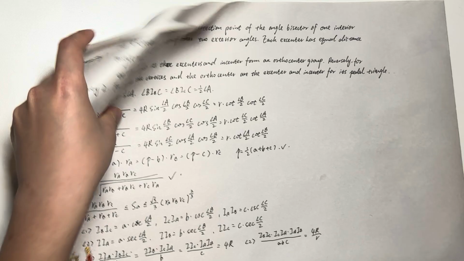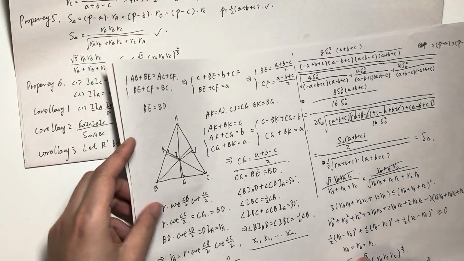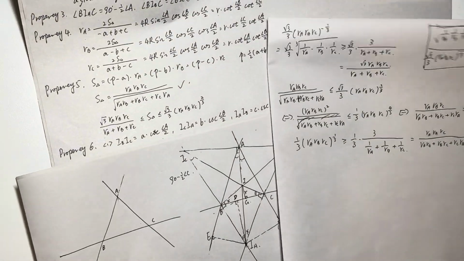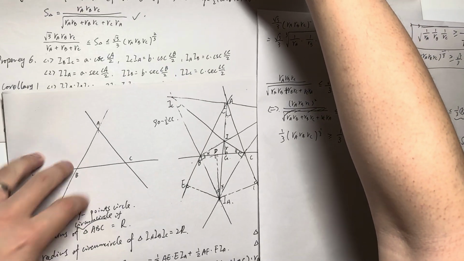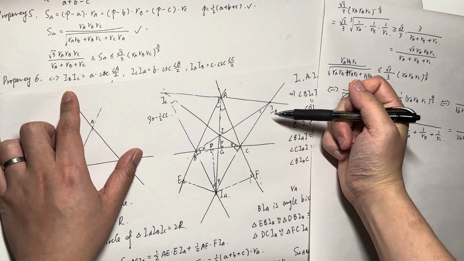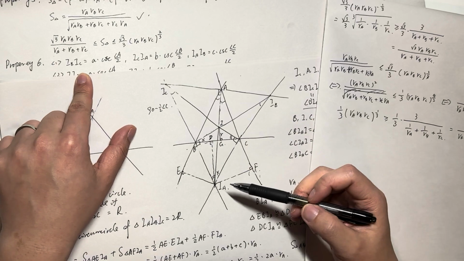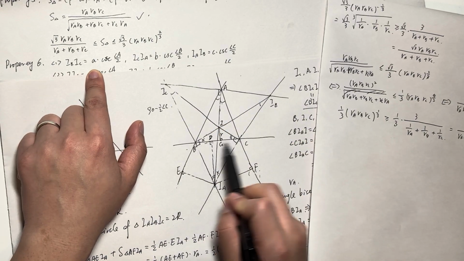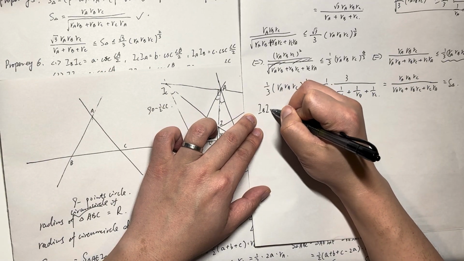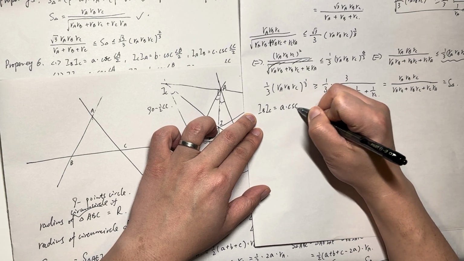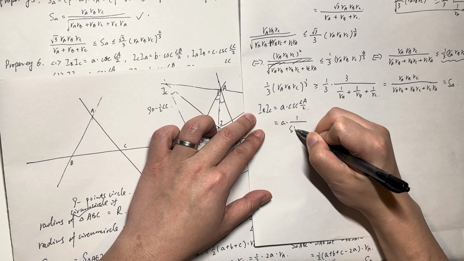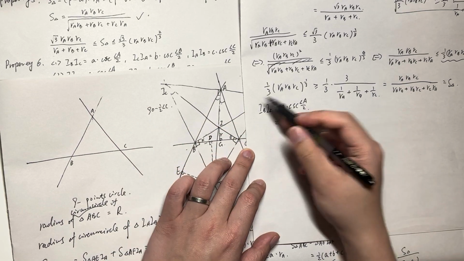And now let's look at property 6. Okay. For property 6, we want to calculate the length of IBIC, right? We want to find the relation between IBIC and a, which is BC. We want to prove that IBIC equals a times cosecant of angle A divided by 2. What is cosecant? That's 1 over sine of angle A by 2, right? We want to find this one.